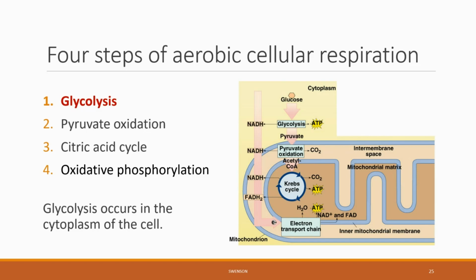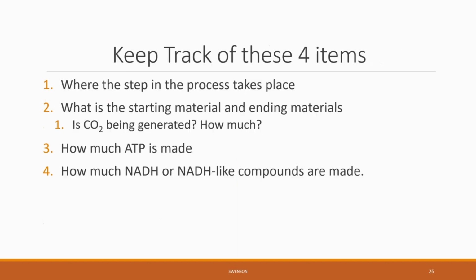We'll start at the top with glycolysis. Looking at the image, we can see it occurs in the cytoplasm, produces ATP, and siphons off protons and hydrogens to make a molecule of NADH. So as we go through each one of these steps, it's going to appear like there's a lot to keep track of.